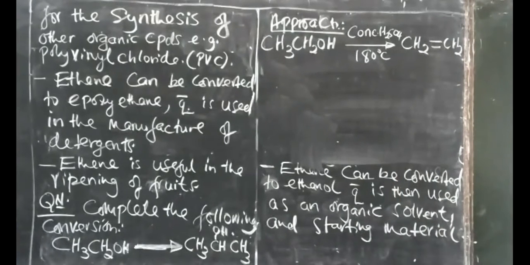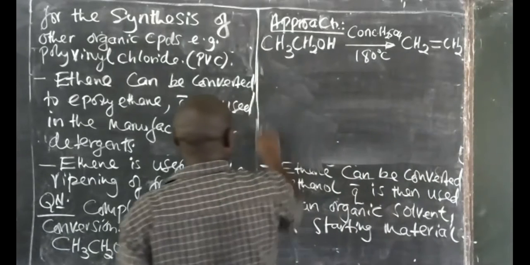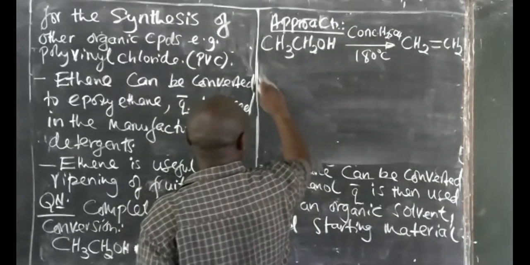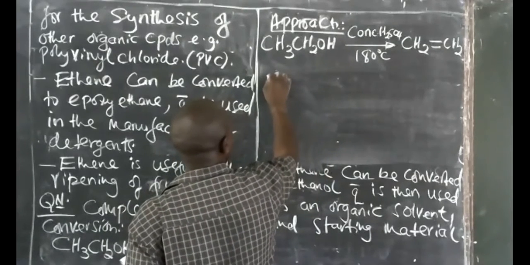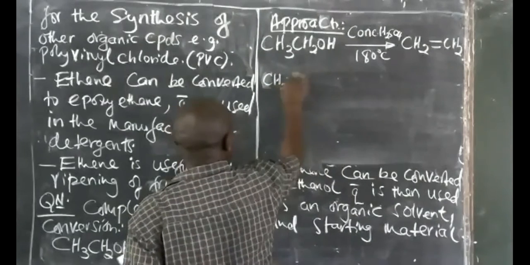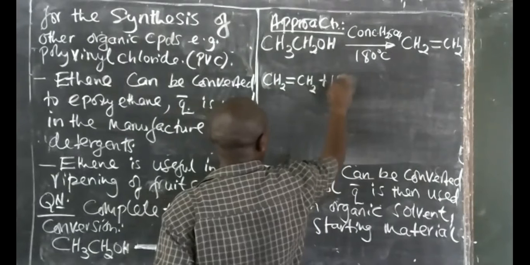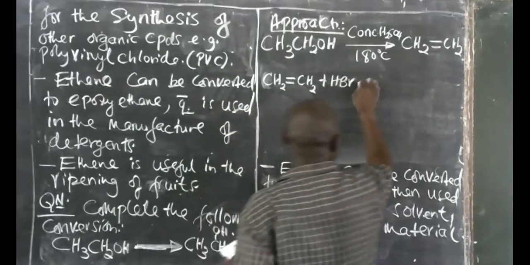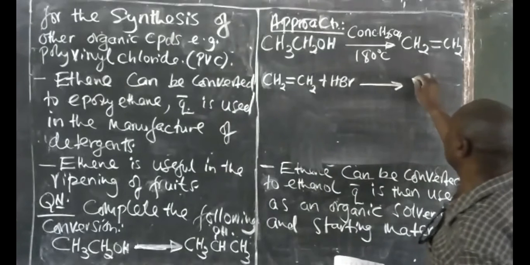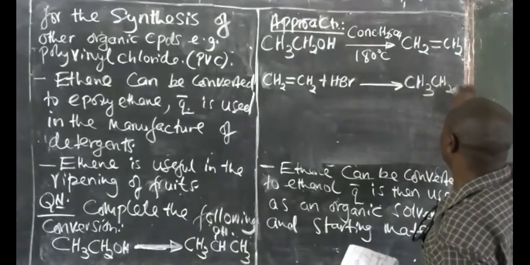Then after getting the alkene, we can add there what? We can add halogen, I mean hydrogen bromide, a halo acid. So next reaction is going to be CH2 double bond CH2 plus HBr is going to give us, this one takes place at room temperature, CH3CH2Br.